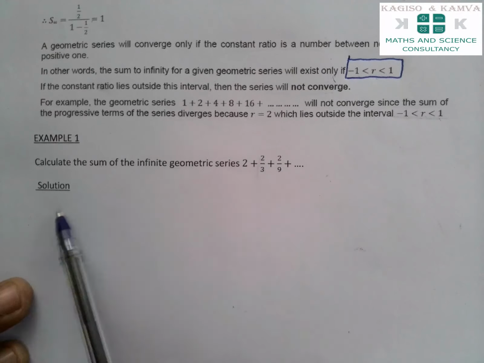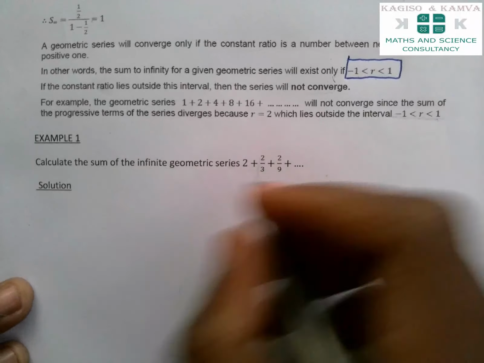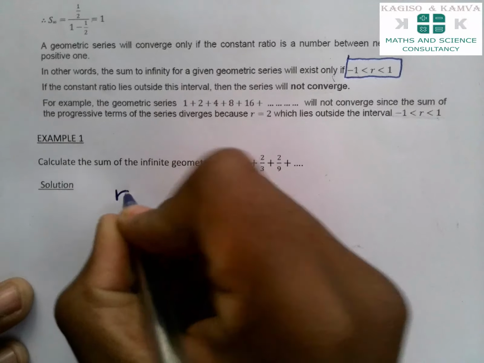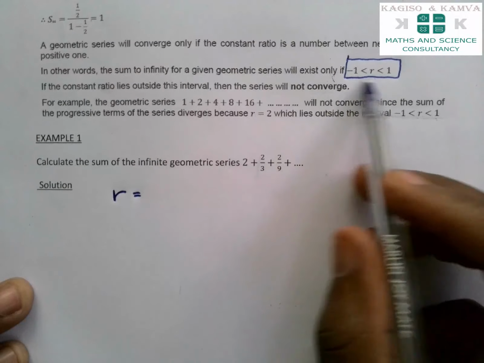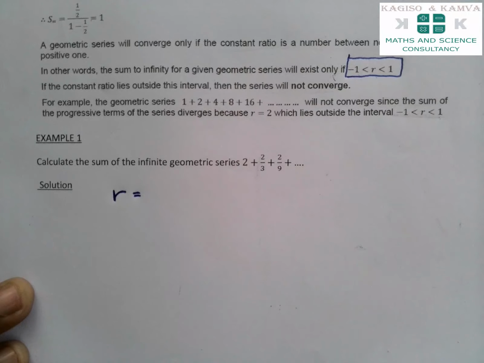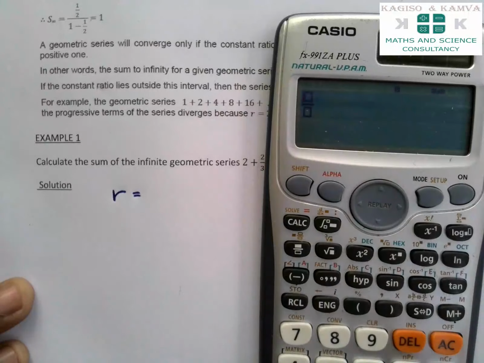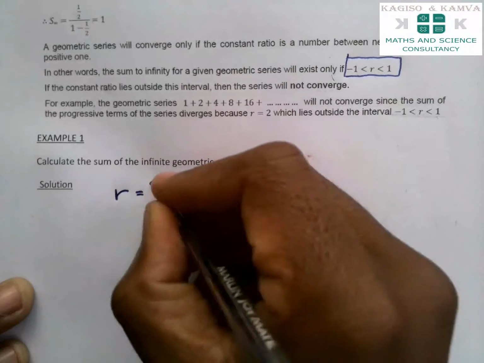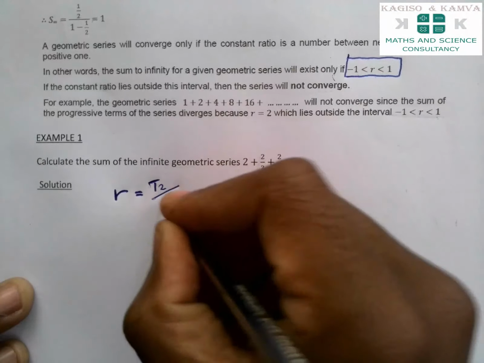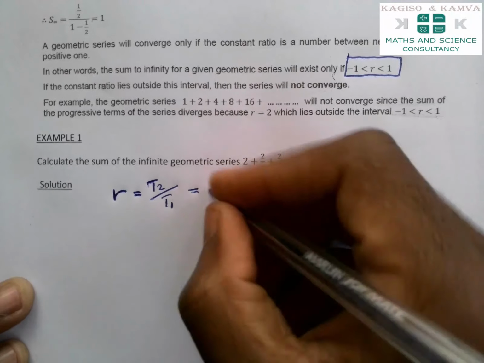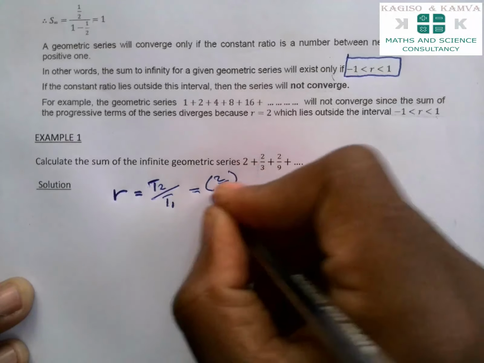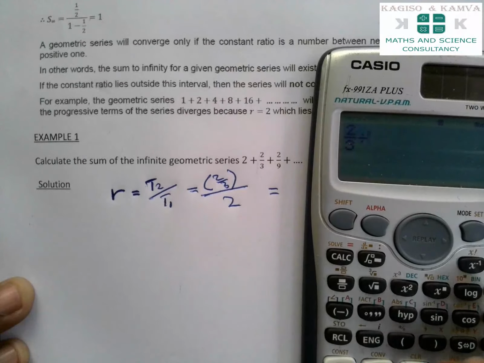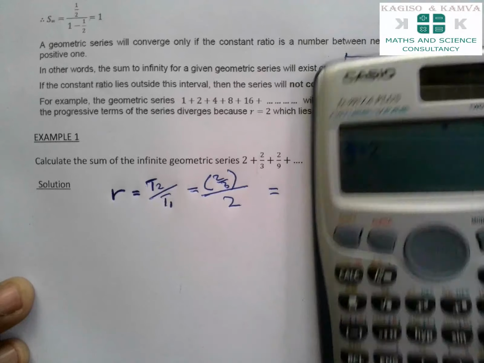So the first thing that we need to get is r. We need to see if r lies in that interval. So r is t2 divided by t1, which is 2 over 3 divided by 2. Now what do we get there? 2 over 3 divided by 2, we get 1 over 3.